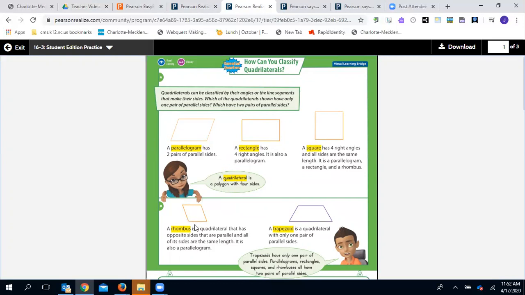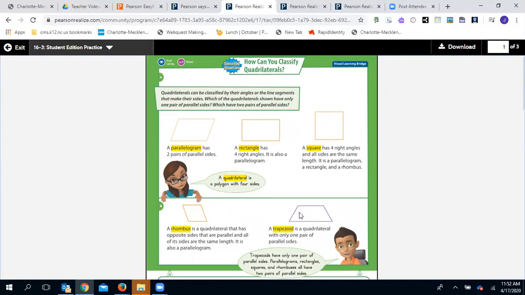Now, a rhombus is a quadrilateral that has opposite sides that are parallel. See how these opposite sides are parallel? And all the sides are the same length. Well, guess what? That would mean a square would be a rhombus too, because a square is a quadrilateral. A square does have opposite sides the same length, and a square is also a parallelogram. So interestingly enough, squares can be considered a rhombus. But typically, this is what a rhombus would look like, okay?